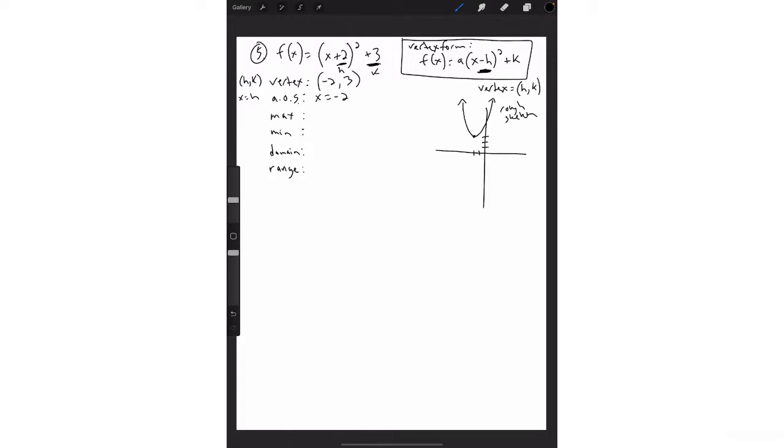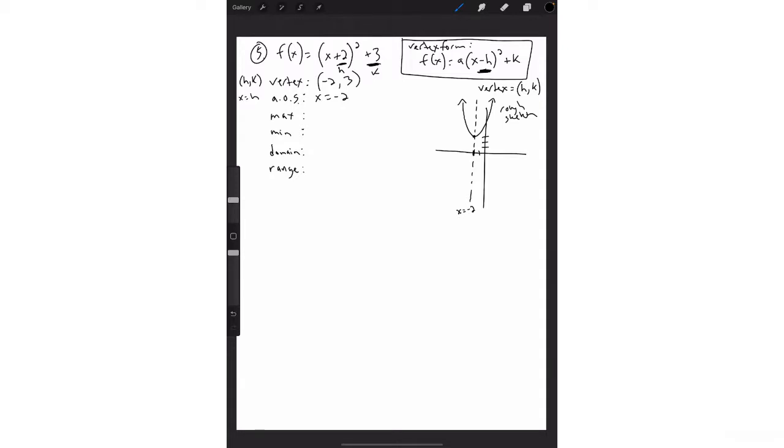Because check this out, my axis of symmetry, if I were to draw this, goes right through when x is negative 2. See how this value right here was negative 2? My axis of symmetry cuts right through. This line, this dashed line, is at x equals negative 2. And then from here, what I want to do is identify what my maximum value is.